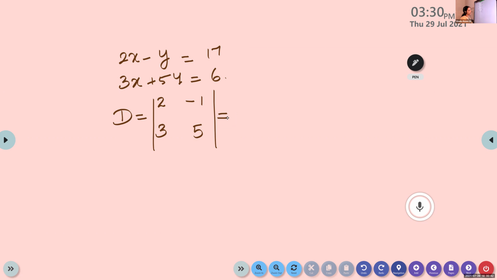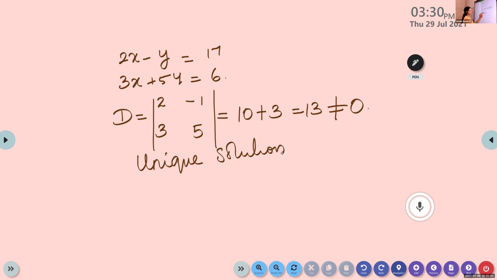What is the value of D? Anila Mohanan? Value of D. It is 10 plus 3, which is 13, not equal to 0. If it is not equal to 0, then we can say unique solution. The given system of equation has unique solution. It is consistent. Unique solution is there means it is consistent.